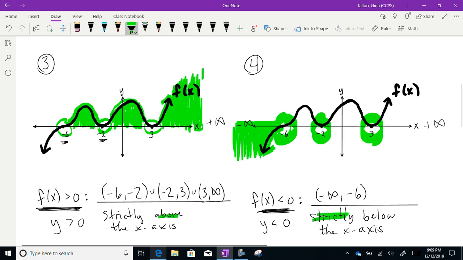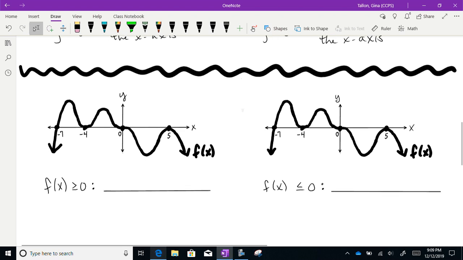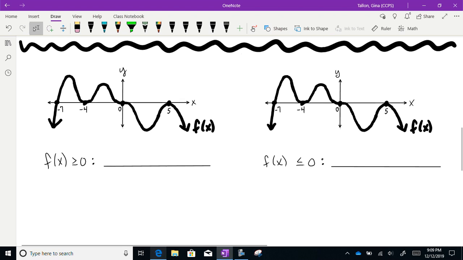Okay, so we're going to move on. I have another picture drawn, and we are going to try the next picture. So the squiggly means we have a different picture. Okay, well, if you'd like, you could try that yourself. We have f of x is greater than or equal to 0, f of x is less than or equal to 0. Pause the video, try it all by yourself, and then turn me back on.